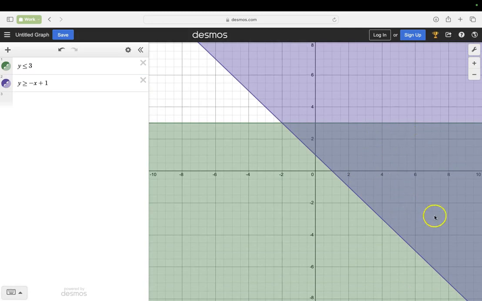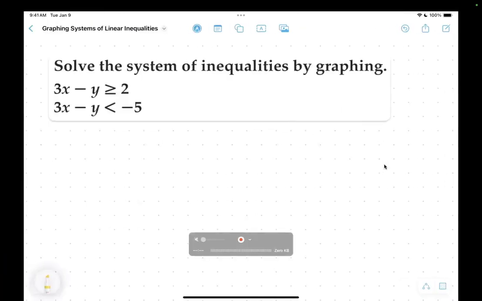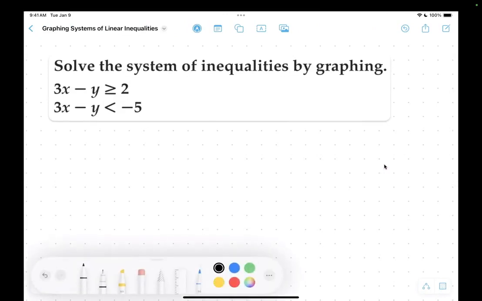Any coordinate that is found in this shaded section here is a solution to our system of inequalities. So the hardest part of these is getting the inequality in slope-intercept form. So let's look at one that's quite a bit more challenging than that. Here's one where neither inequality is in slope-intercept form. So let's go ahead and fix that.